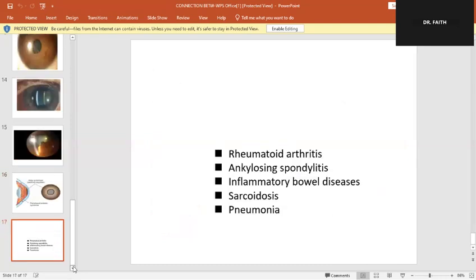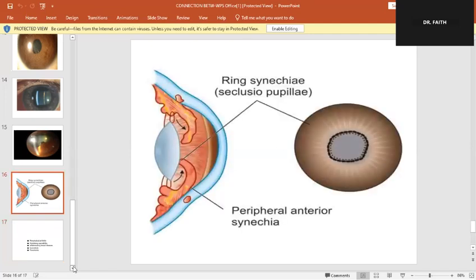The next. Thank you so much. Preceding slide, I think I missed the slide. So you can go to the preceding slide, slide number 16. Oh, thank you so much.